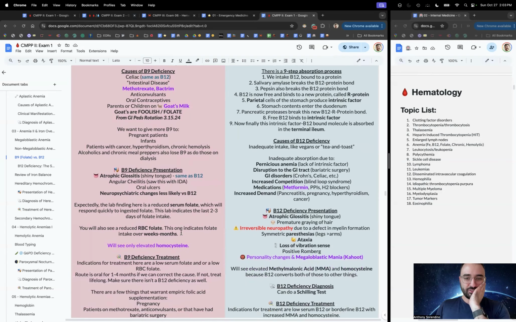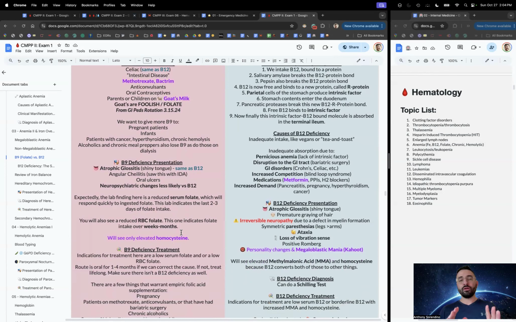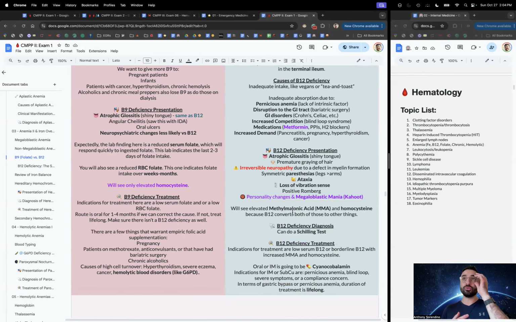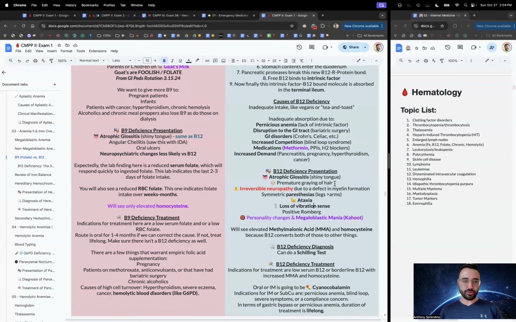So the big thing here with folate versus B12 is B12 gets neurologic symptoms because B12 is used to, I think, manufacture myelin. I'm pretty sure. So you're going to get ataxia, loss of vibration sense, numbness, tingling, anything that hints towards neurologic, it's going to be B12. Because all the other stuff, atrophic glossitis, angular cheilitis around the mouth, is shared with basically all anemia. You can get neuro stuff with folate, but if you see it in a vignette, on a pants question, it's going to be B12.